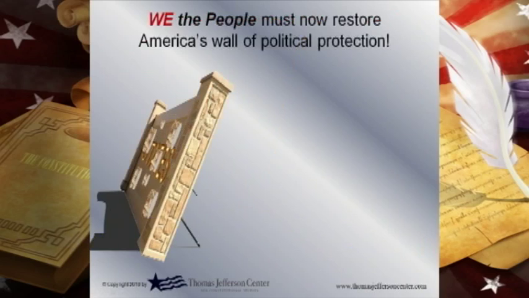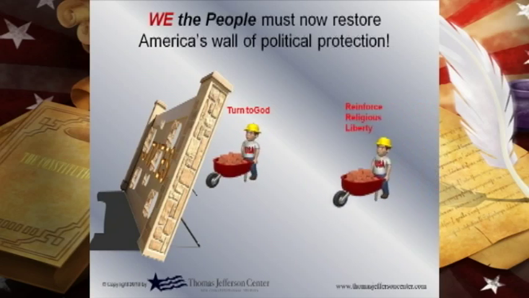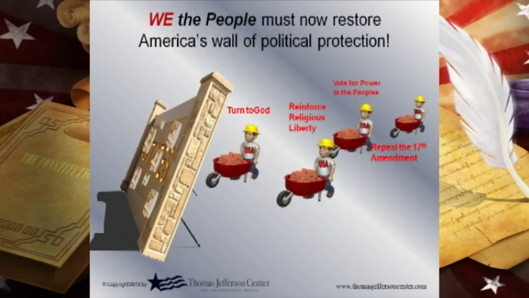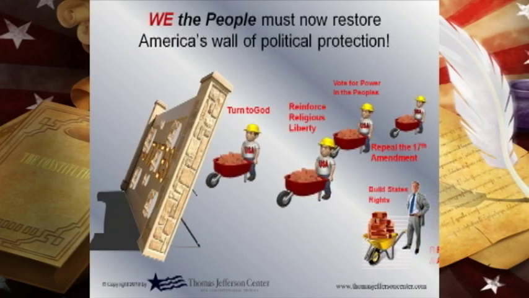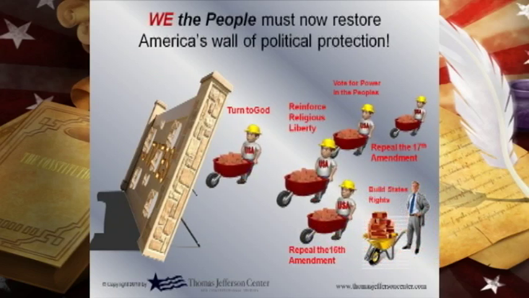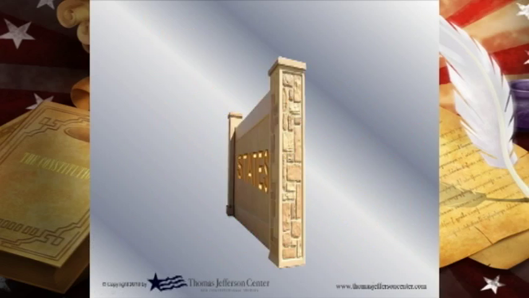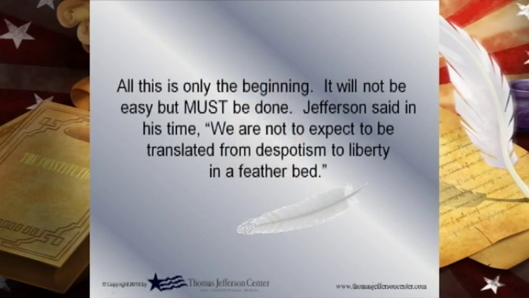We, the people, must now restore America's wall of political protection. Among many other things, here's a beginning. We need to turn to our Creator, for from Him we receive our unalienable rights. We need to reinforce our religious liberties. Vote for power in the people again. We have to repeal the 17th Amendment so we can rebuild states' rights. We have to repeal the 16th Amendment and restore the free enterprise system. We must stand the wall back up, heal it, and we must work together.